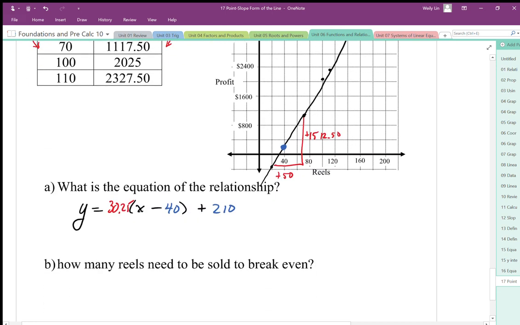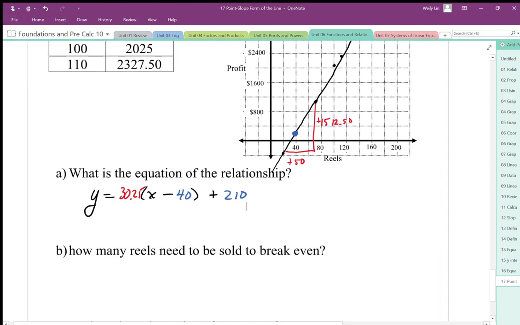If you really want, you can put this into y equals mx plus b form. It doesn't ask you to do this. And that would find out our y-intercept down here. But really, I can use this equation as is. I can even answer the next question.